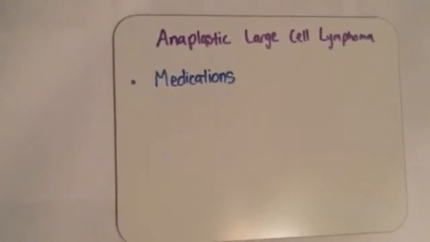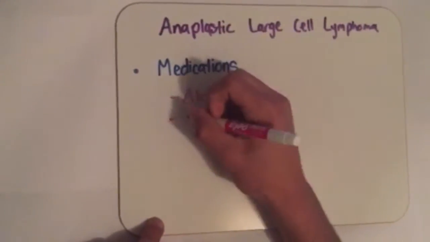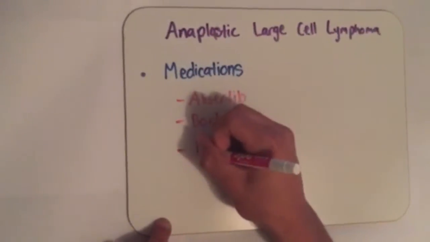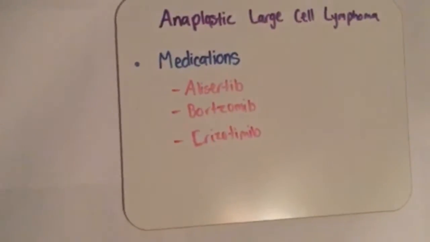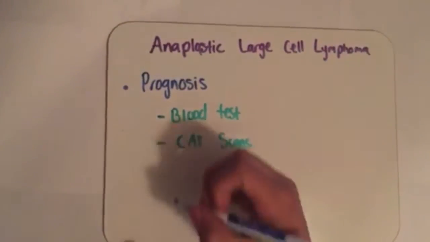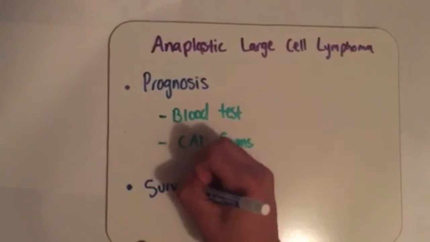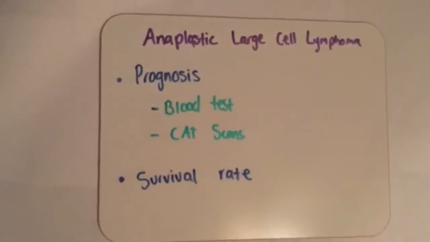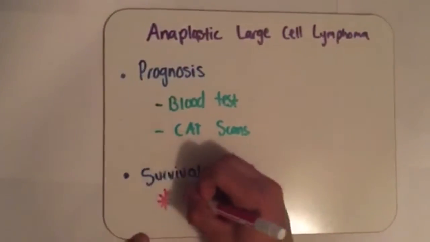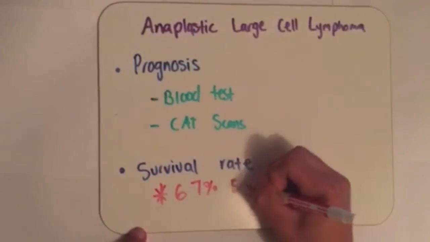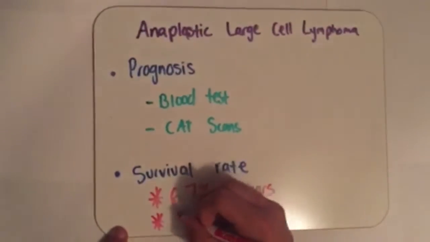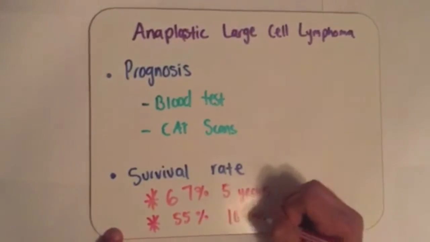The treatments are currently being researched by physicians for anaplastic large cell lymphoma. Some medications that help are alisertib, bortezomib, and crizanlizumab. The prognosis of this cancer is that patients need to consistently go in for blood tests and CAT scans to determine if any extensive treatment is necessary. The survival rate for these patients in 5 years is 67%, and in 10 years it is 55%.